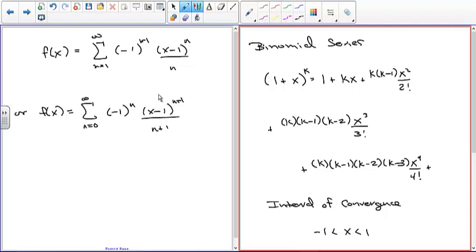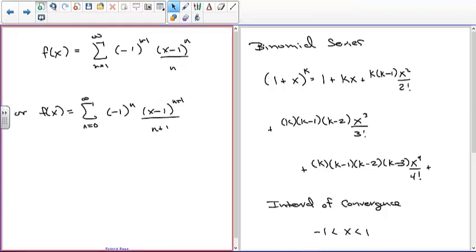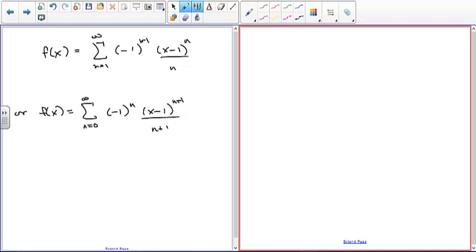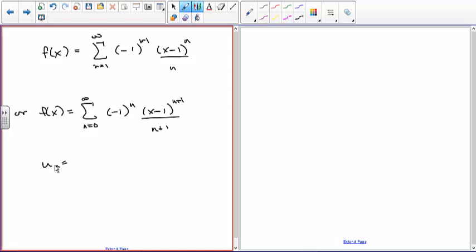Before we do the binomial series, let's just do another. Let's find the convergence for this particular series, which according to the book is going to be from 0 to 2, but not including 0. So what we would do is we would say that u sub n is negative 1 to the n times x minus 1 to the n plus 1.